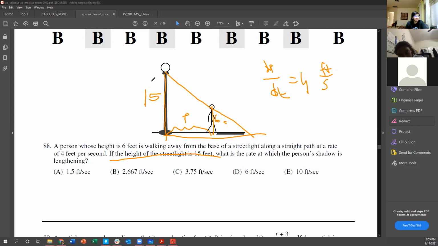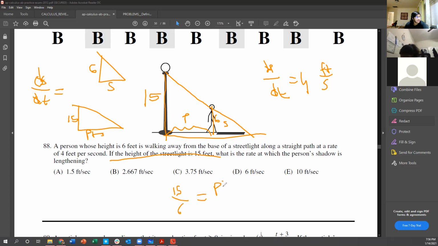So this shadow is s, correct? So we're trying to find ds/dt. Okay. So how do we go about this? Well, I think we can use similar triangles here because if this is s, right? So if we have, this is a small triangle, 6 and s, this is the big triangle, p plus s, and then we have 15. So if I know that 15 over 6 equals (p plus s) over s, right?